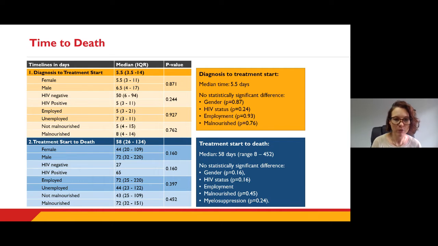We then looked at time from treatment start to death, and we found that the median time was 58 days from starting treatment until the time of death. And again, we looked at different groups to see if there was much difference between them. We didn't find any statistically significant difference between the groups, but we did note that the HIV negative cohort seemed to die earlier than the HIV positive. Their median time to death was 27 days compared to 65 for the HIV positive people.